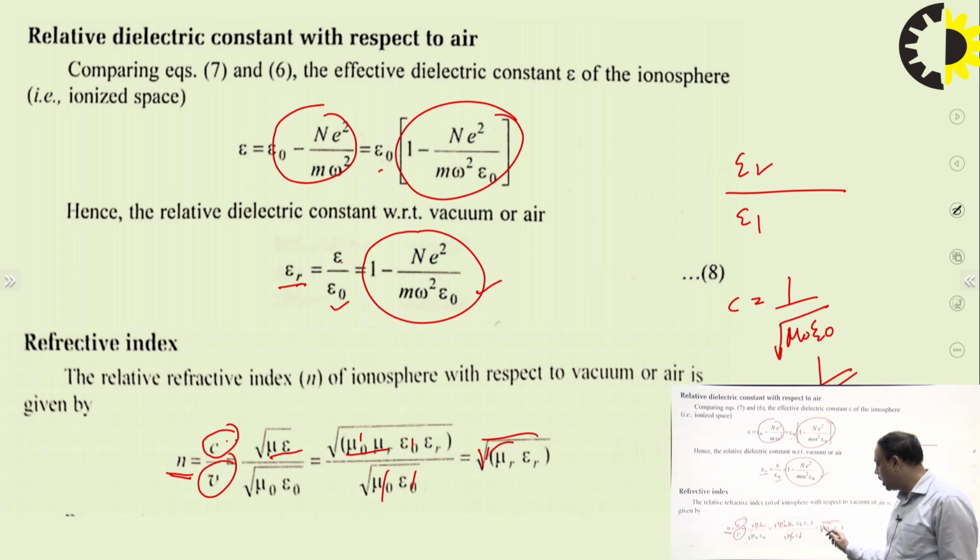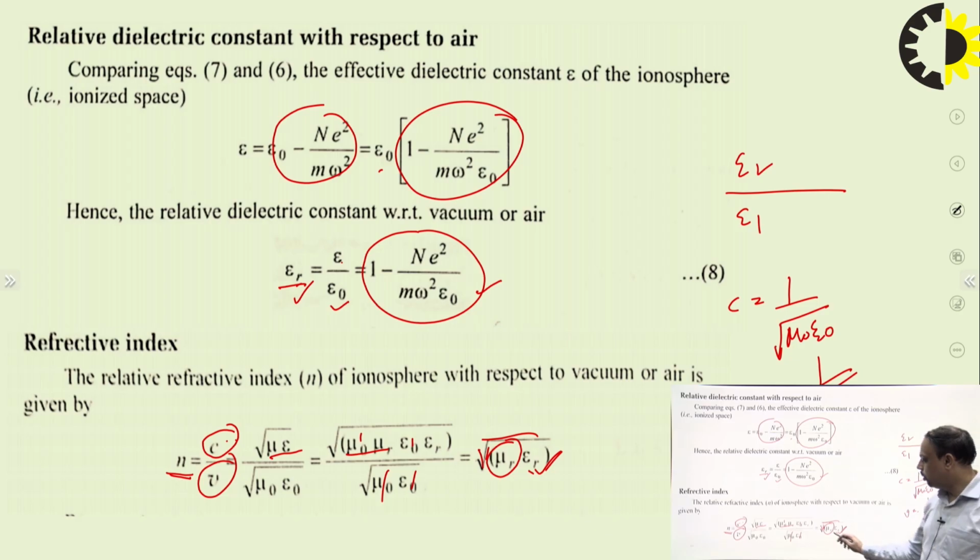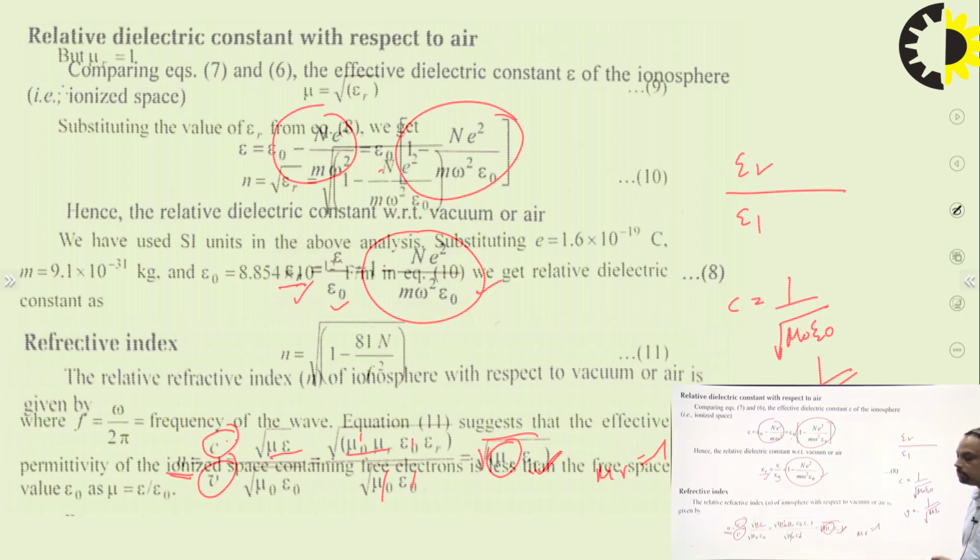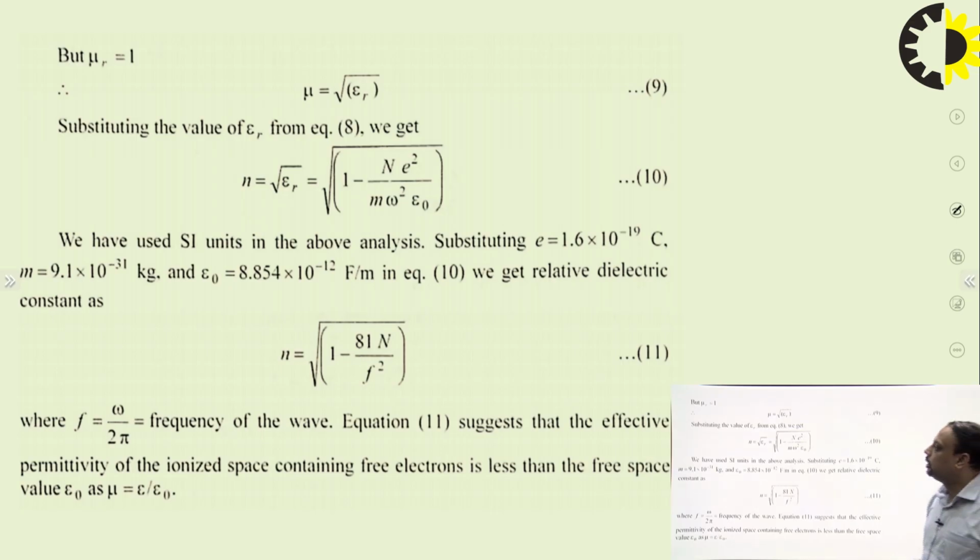This mu r for the medium is again constant, because there is no change in the magnetic field strength, only a change in the dielectric constant. So we consider mu r equal to 1 over here. We find that this mu r is 1.